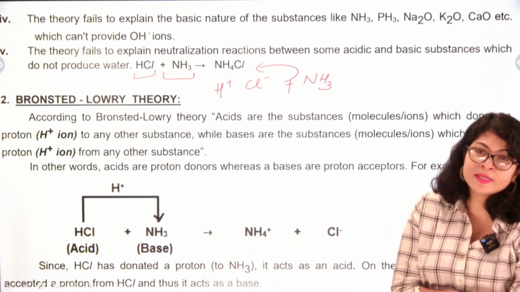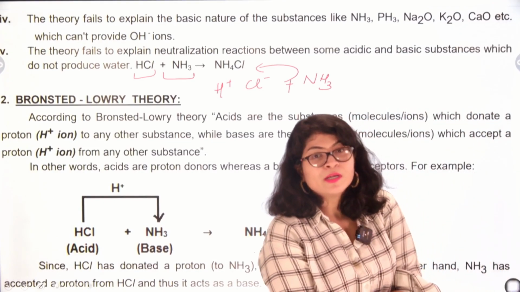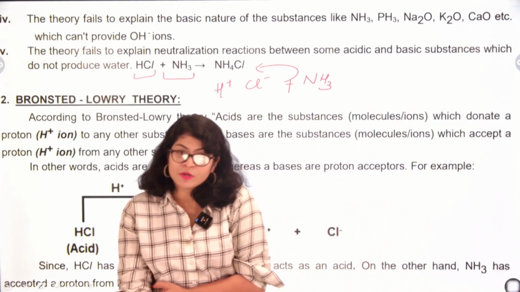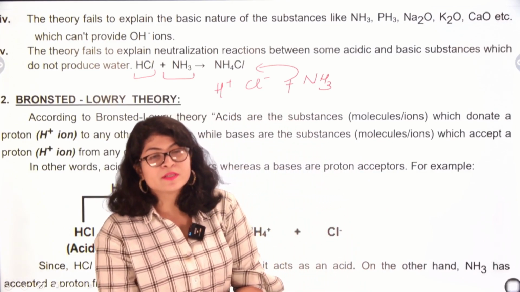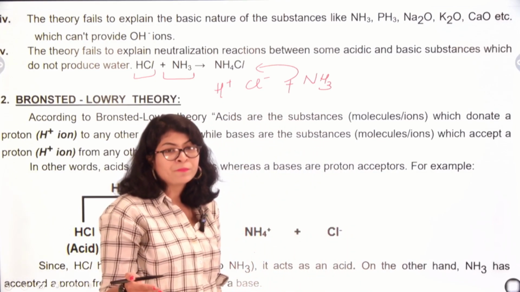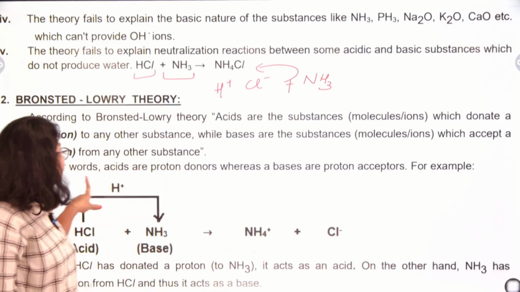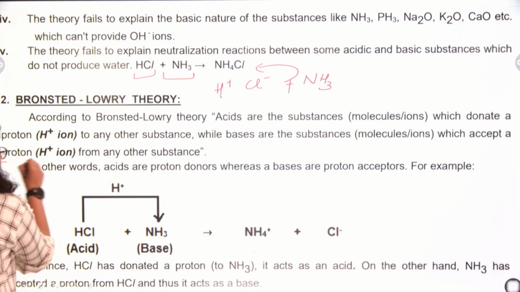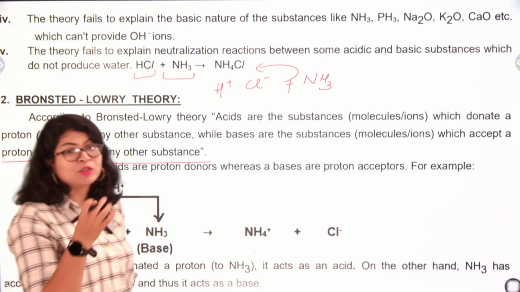So considering these limitations, a new theory crept in, which we call the Bronsted-Lowry theory. So let's see what it is. According to Bronsted-Lowry theory, acids are the substances which donate protons, which donate H+ ions, and bases are the substances which take up protons from any other substances. Those have the tendency to take up H+.